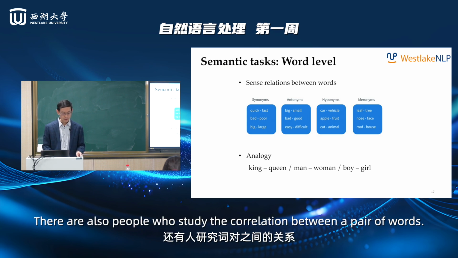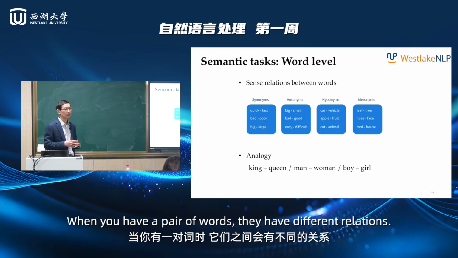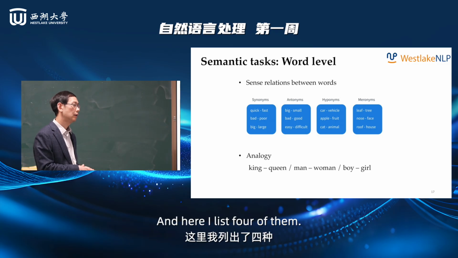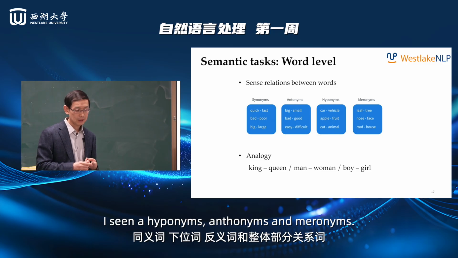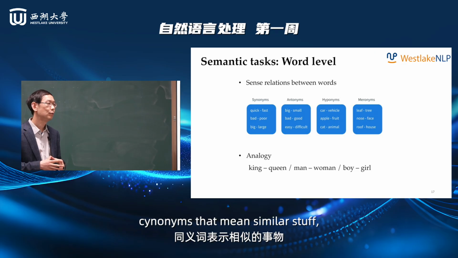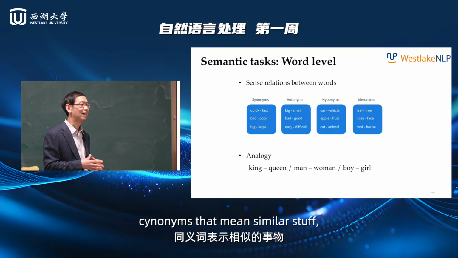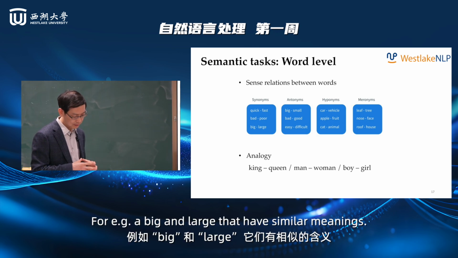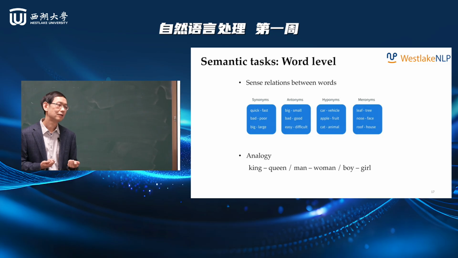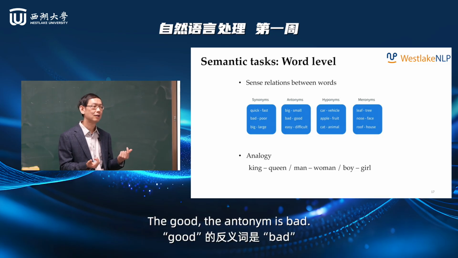There are also people who study the correlation between a pair of words. When you have a pair of words, they have different relations. Here I list four of them: synonym, hyponym, antonym, and meronym. What do they mean? Synonym means things that mean similar stuff, for example, big and large, which have similar meanings. Antonym is the reverse; for good, the antonym is bad.